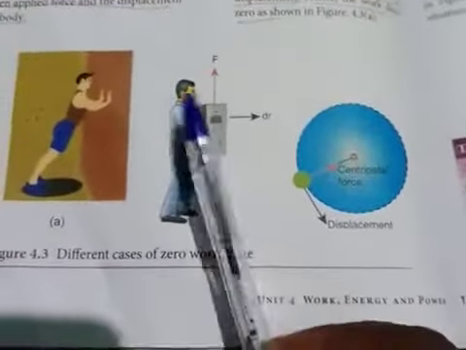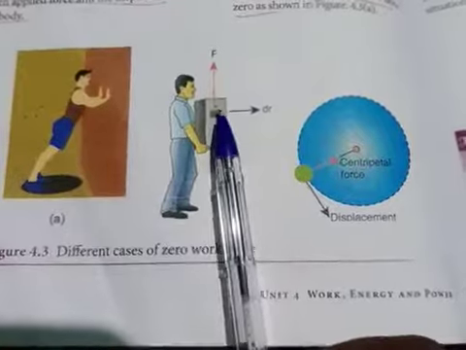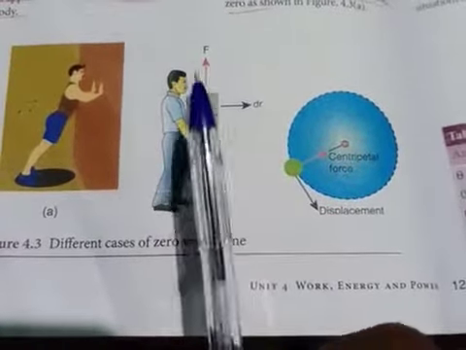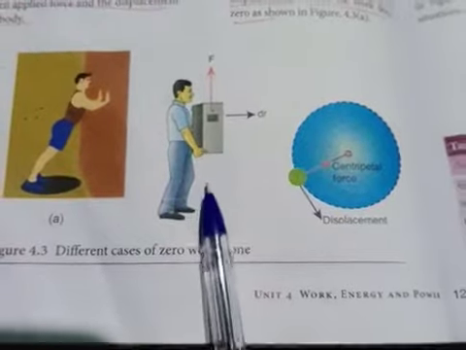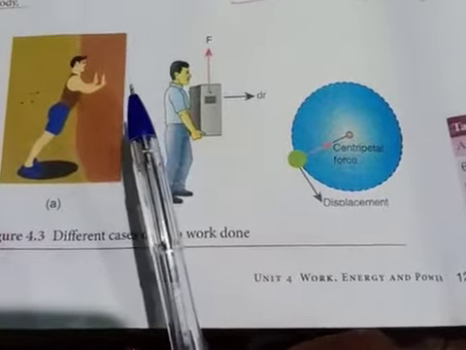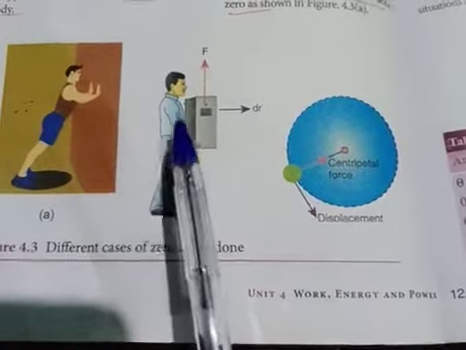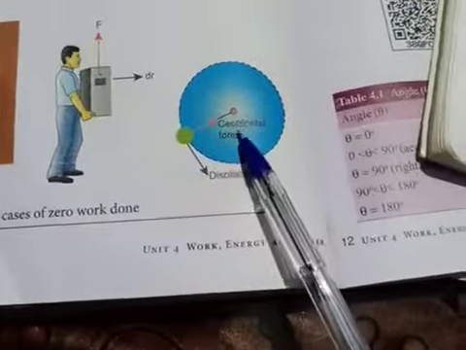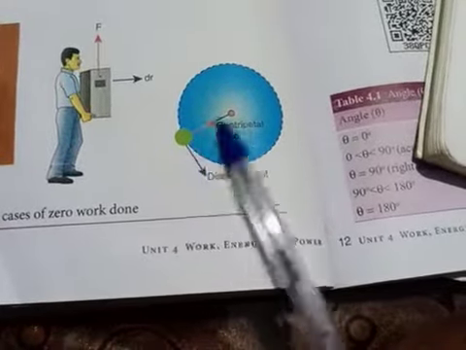And the third case is when force and displacement are perpendicular. Force and displacement are 90 degrees to each other, so we can tell that the gravitational force does no work on this body. Next, in circular motion the centripetal force does no work, because this force and displacement are perpendicular to each other.